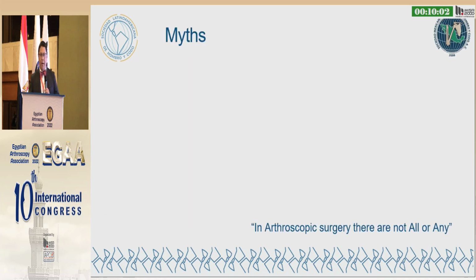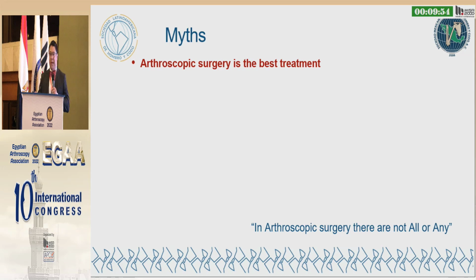So, what are, in my consideration, the myths about the repair of the massive rotator cuffs? Myth number one: arthroscopic surgery is the best treatment. In Latin America, this is a really, really hot topic. We have two ways of training. The first way of training is people who perform arthroscopic surgery, get trained in Europe or the United States, come back and say everything is repairable through arthroscopic surgery.